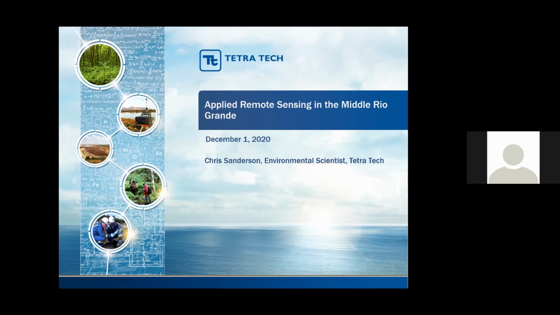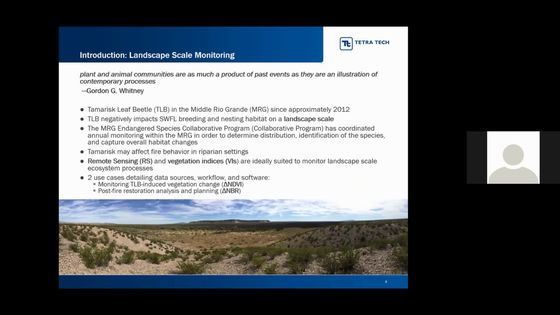So I'll provide an introduction to the idea and some general concepts related to landscape scale monitoring. A lot of this is dealing with identifying, evaluating, and quantifying patterns that may not be apparent during field surveys. A lot of these patterns are things we can't keep pace with, you know, the rate of land use change or defoliation by Tamarisk leaf beetle.